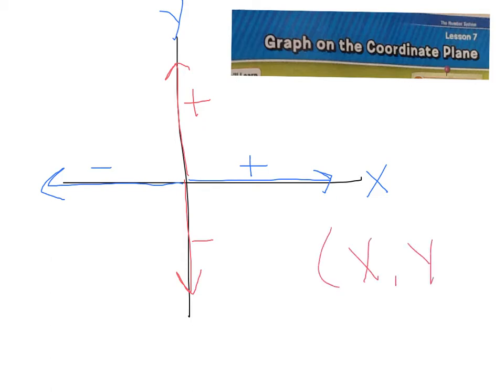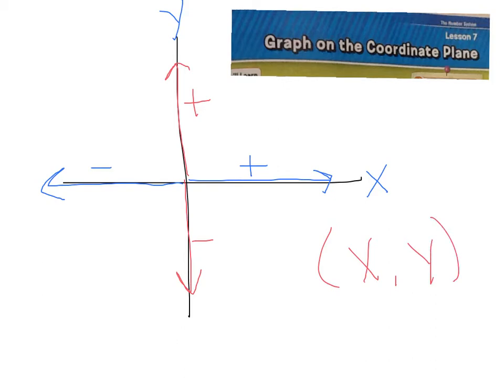So remember, this is your x-axis and this is your y-axis. All numbers this way on the x-axis are positive. All numbers this way are your negative x numbers. Same with y. Everyone up here are your positive, and all of them down here are your negative y's. Now remember, your ordered pairs are still x and y.